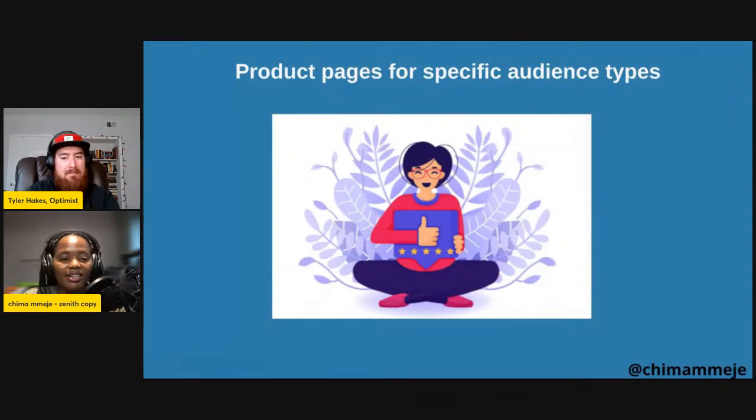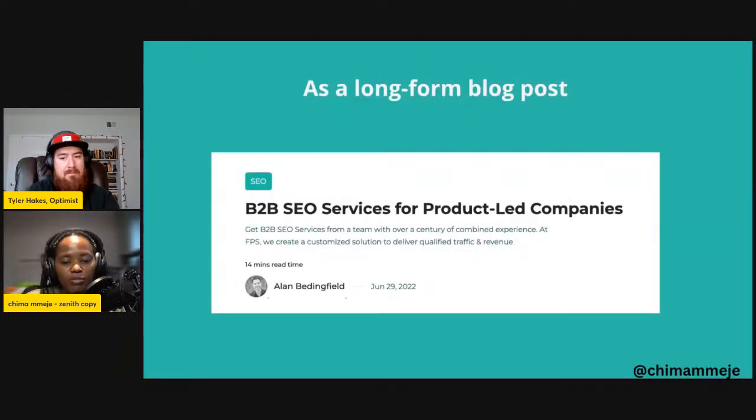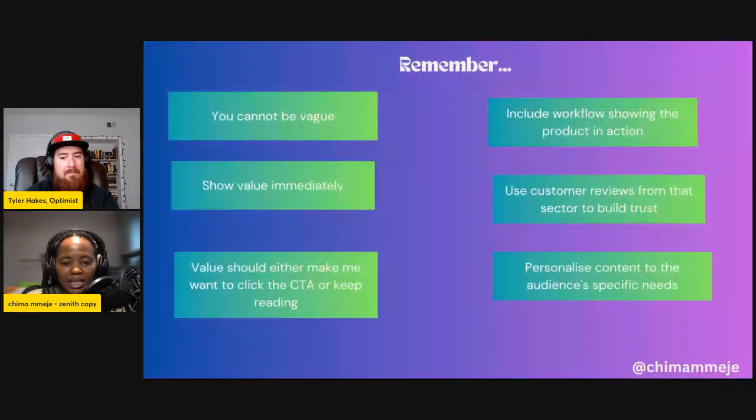All right. Next type of content, product pages for specific audience type. But this only works if you know your overarching offer and your audience. It can be a long form blog post, it can be a landing page. But these are some instructions to remember when you're writing product pages for a specific type of audience. You can't be vague.